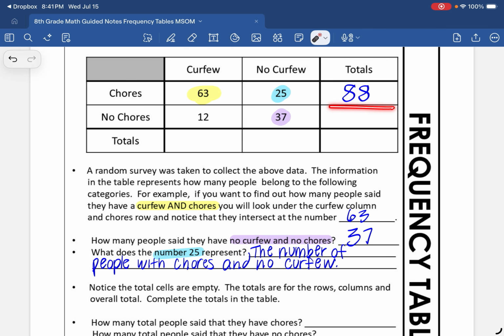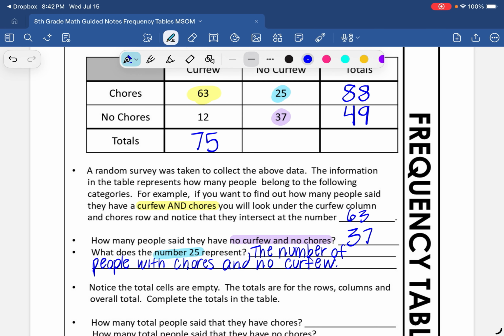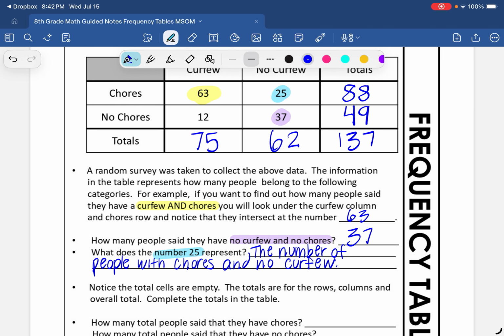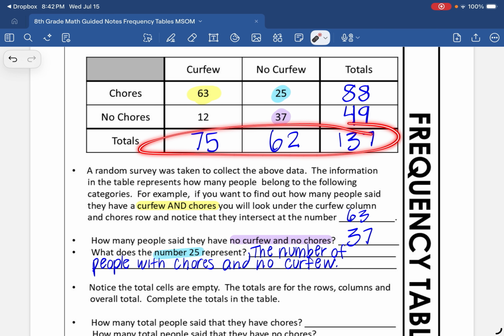Now for the no chores total, I'm going to add 12 and 37, and that gives me 49. Now I'll have a curfew total, which is 63 plus 12, and that will be 75. And then I'll have a no curfew total, which will be 25 plus 37, which is 62. Then I'll have a total, which I can get by either adding the columns or adding the rows. They will give me the same number. 88 plus 49 is 137, or 75 plus 62 is 137.